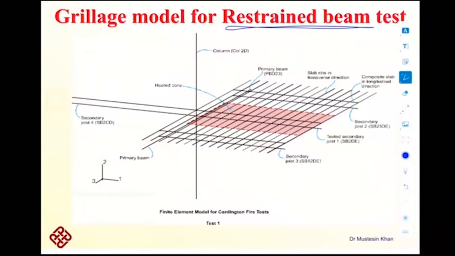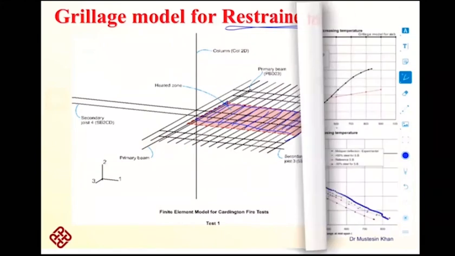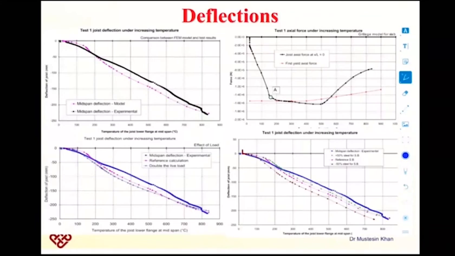As I have mentioned, it is considered the best test to calibrate your finite element model. So they modeled this beam here. As you can see, the shaded region is the restraint beam, and they exposed it to the same kind of fire load as it was exposed during the testing. And they recorded the temperature mid-span deflection behavior.